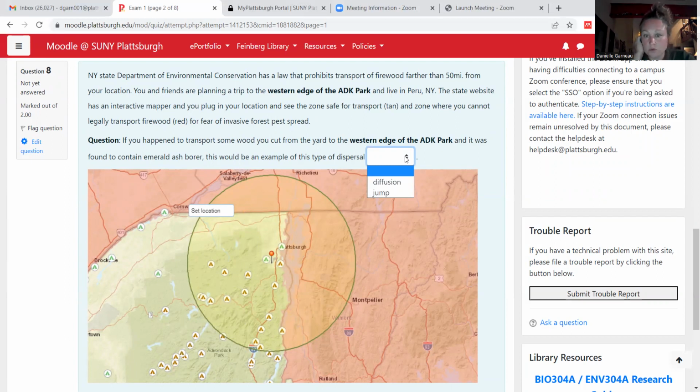So remember, diffusion was something very short. It takes a really long time, right? If you think about how the seed rains down from a tree, it's just small incremental movement and creeping. But jump dispersal would involve a helper, and we could be the helper, loading it into our vehicles. So that would be jump dispersal.